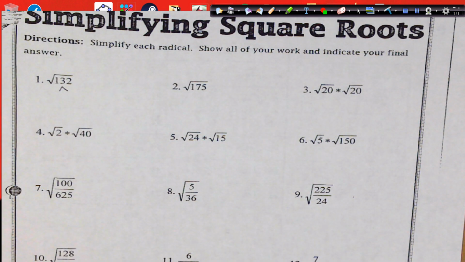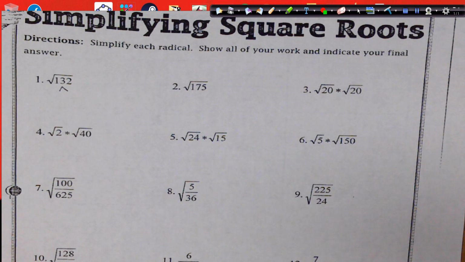So I have my calculator. I'm not using any of the calculator functions to help me, but I'm first trying to figure out what number can go into 132. Preferably a perfect square would be nice. So I'm not sure. I'm going to try 16, see if that works. Try 9, see if that works.